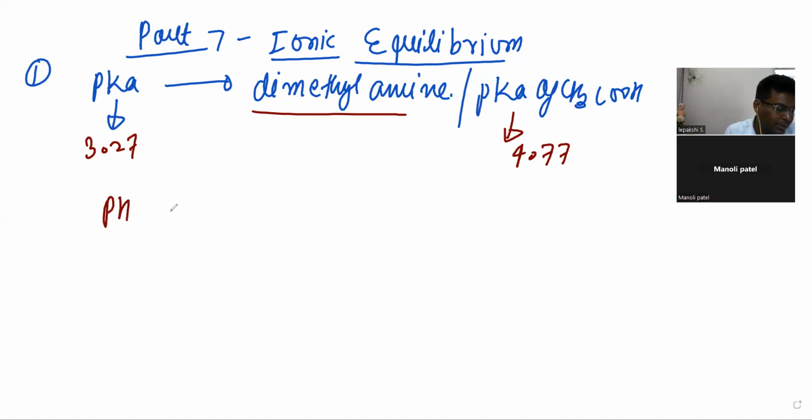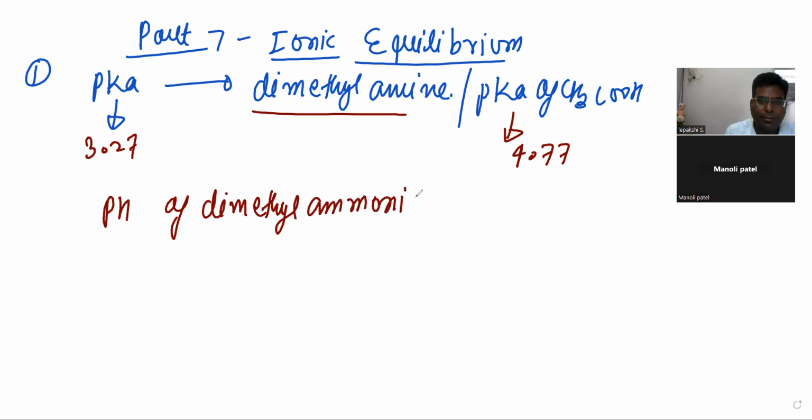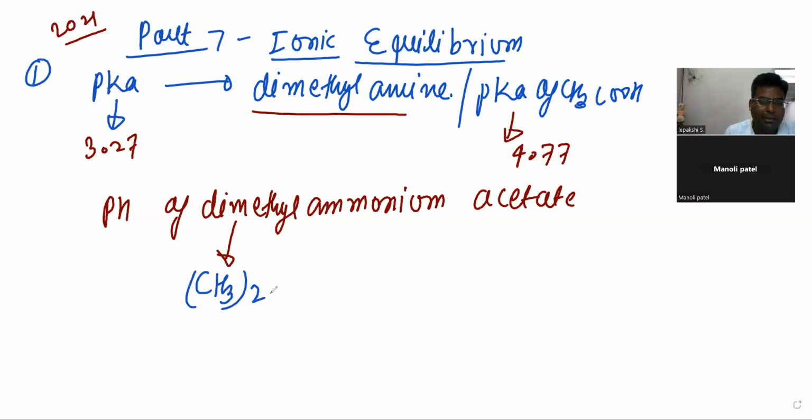So it is talking about the pH of dimethyl ammonium acetate solution, right? It was asked in 2021. So let's see the explanation for dimethyl ammonium acetate. The formula for that one: di means 2, and methyl means CH3, so it is (CH3)2NH2CH3COO. So this is your dimethyl ammonium acetate.